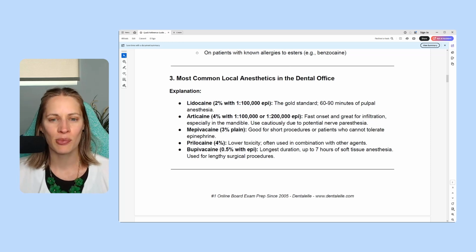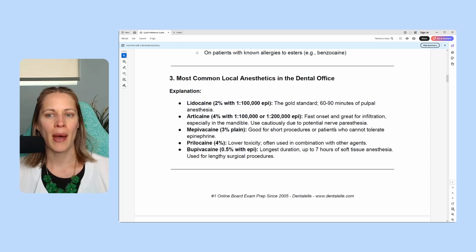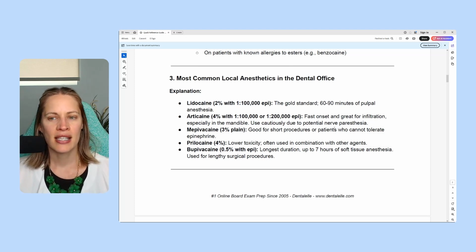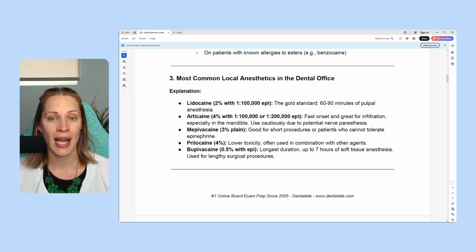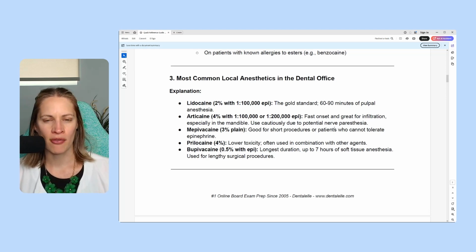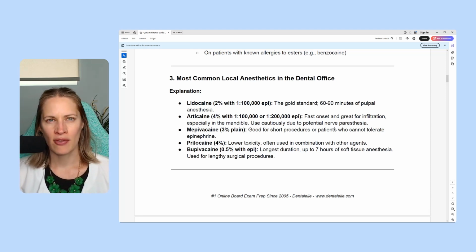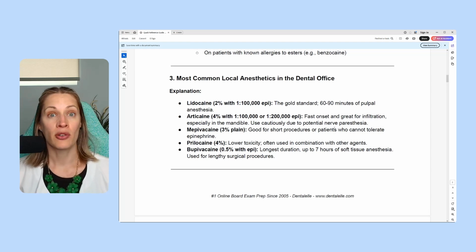So notice the different percentages here with the epinephrine. So this is important to know. Some are going to have epinephrine, some of them are not. For example, the mepivacaine is the plain one, where it's good for shorter procedures or patients who cannot tolerate epinephrine. Why would a patient not be able to tolerate epinephrine? Think about it. Maybe they have a certain heart condition, maybe there's an allergy, maybe there's many different things, but we'll talk about that a little bit later.